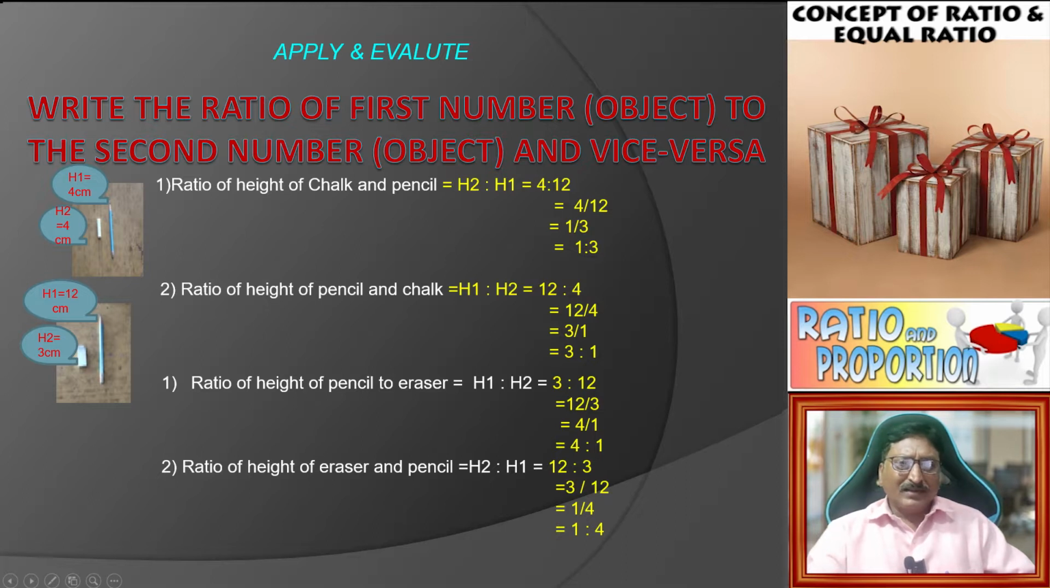Second example we can see here, the height of a pencil and the height of a chalk. That's again given H1 is to H2. H1 is the height of a pencil, 12 centimeter, and the height of a chalk, eraser.